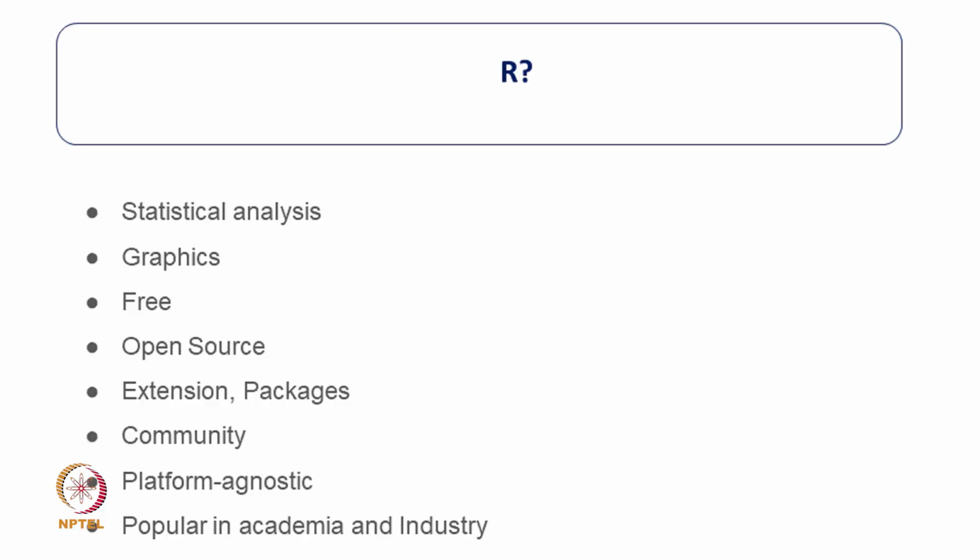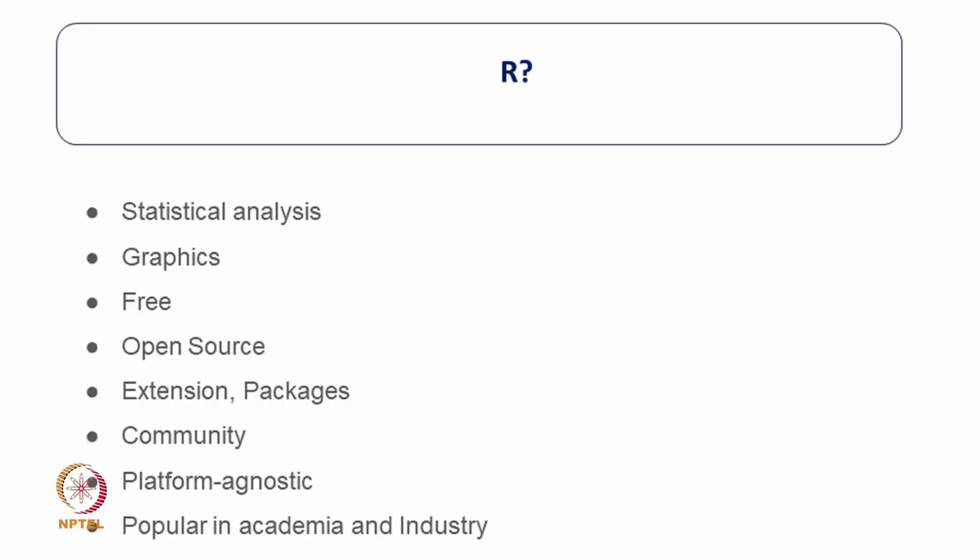R is a popular environment used by academicians, scholars, industry professionals for statistical computation and graphical visualization. It was created by two statisticians, Ross Ihaka and Robert Gentleman, at the University of Auckland, New Zealand, in the early 1990s, but the stable version was released in 2000. It is an open source software and it's freely available for downloading. After the downloading, there is no cost involved in using the software.